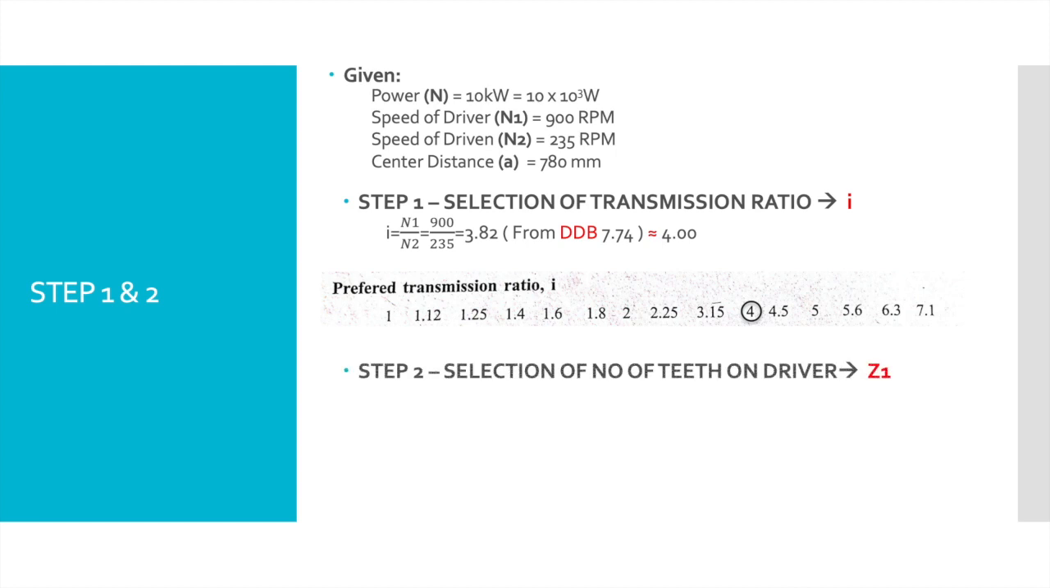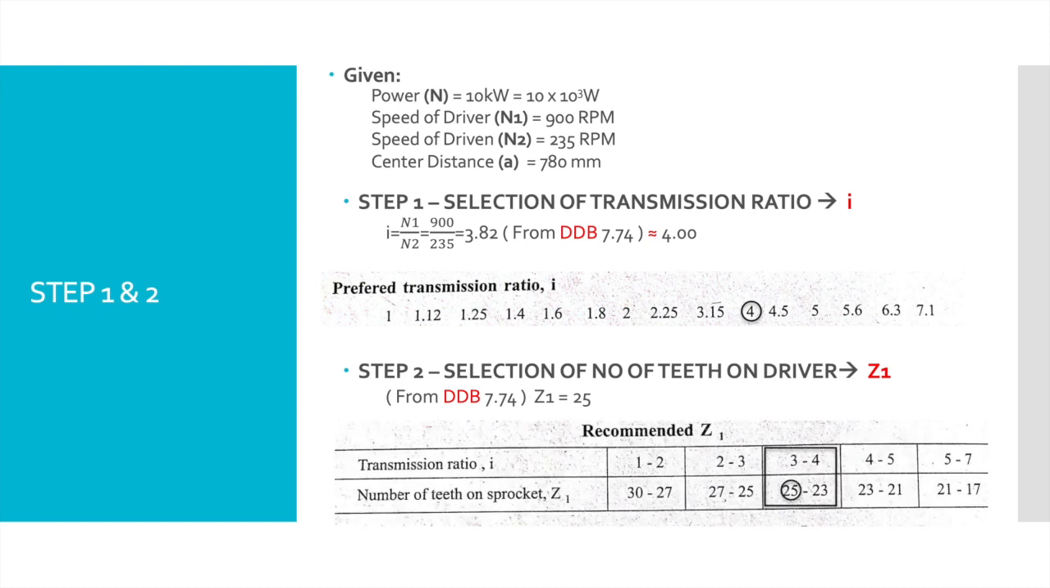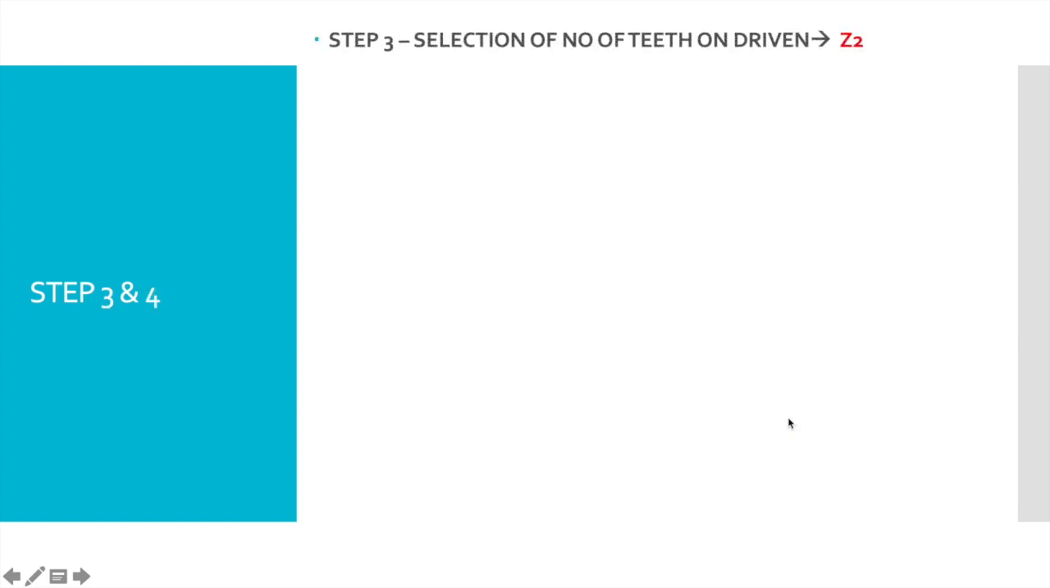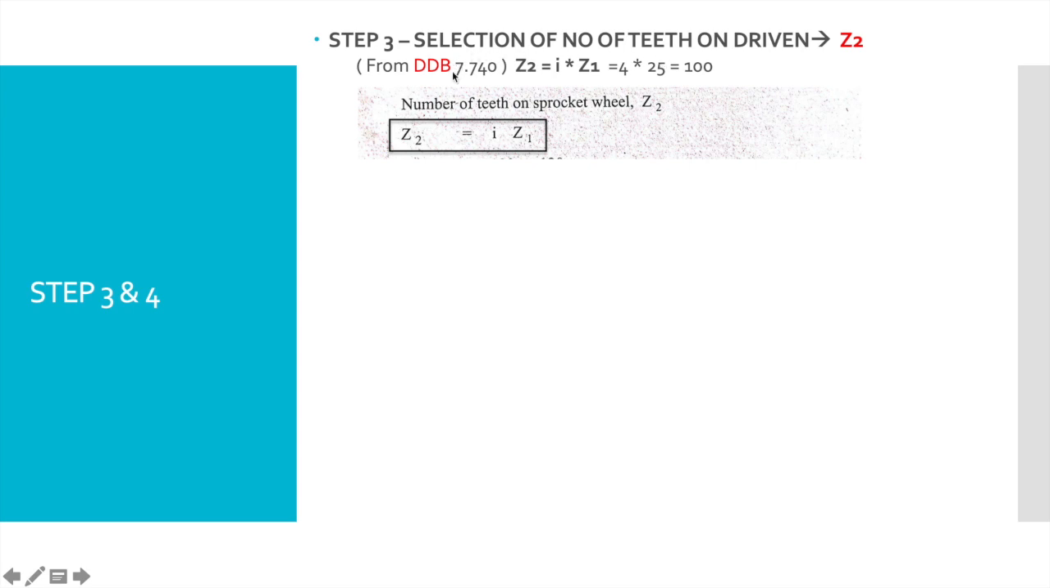The second step is selection of number of teeth on the driver, that is Z1. So Z1 is taken as 25. Since the transmission ratio i from here is 4, we have taken 25 since this is the maximum number. The third step is selection of number of teeth on the driven, that is Z2. The formula for that is Z2 equals i times Z1, where i is 4 and Z1 is 25. We get it as 100. It's taken from page number 7.74.